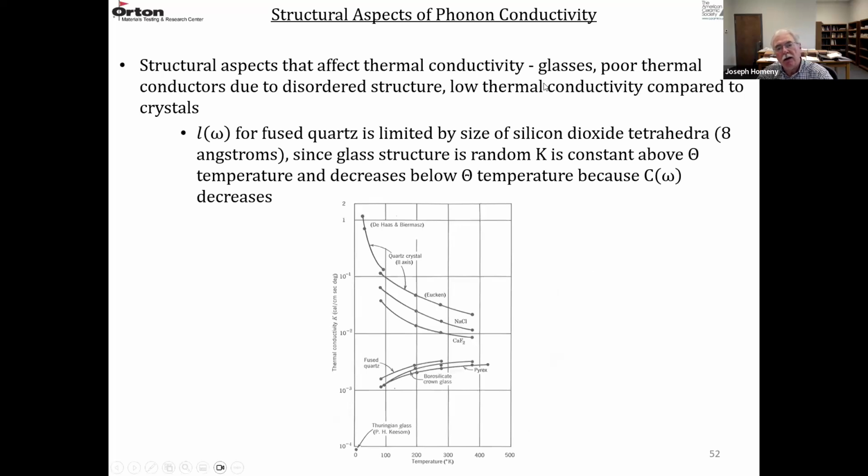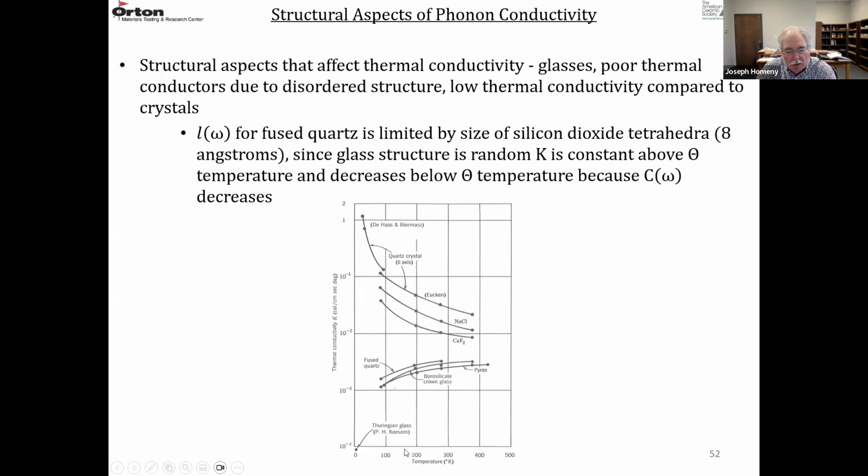Another one of the aspects that I want to mention is for glasses. Glasses are disordered structures. They're not well-ordered crystalline structures, so they're going to have poor thermal conductivity. So compared to crystals, glasses have lower thermal conductivity. And in most refractories, there's some glass phase present, and in some of the fireclay refractories, there's a significant amount of glass present.